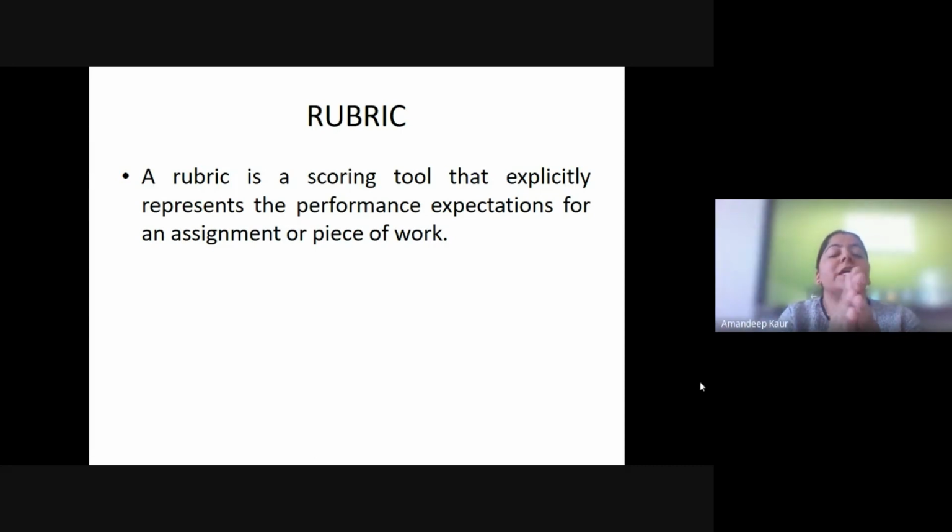So when we are saying performance expectation for every activity that is given in the curriculum of the student for a given subject, as per the activity you need to decide at departmental level what can be the probable performance expectations related to this particular activity. So rubric is a scoring tool that explicitly represent the performance expectation for an assignment or a piece of work.